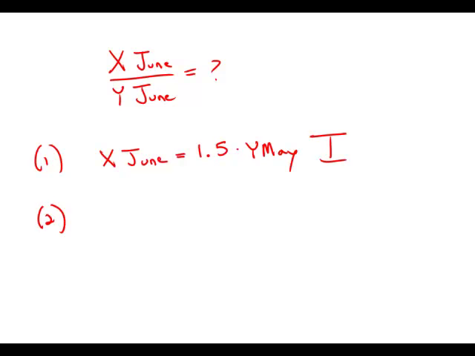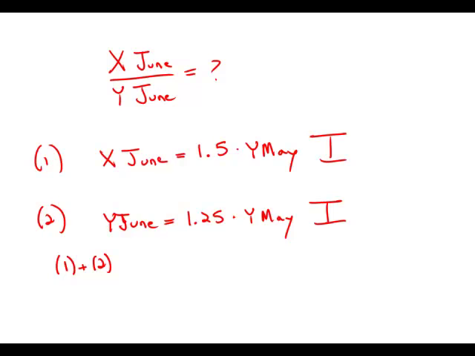Statement number 2 tells us that salesperson Y in June made 25% more than salesperson Y made in May. So Y in June is 25% more. So that's the multiplier 1.25 times Y in May. Well, this statement tells us nothing about what X made in any month. So this statement gives us no way to compare X to Y, so this statement by itself is insufficient. Both statements are insufficient, so now we have to combine the statements and see if we have sufficient information.